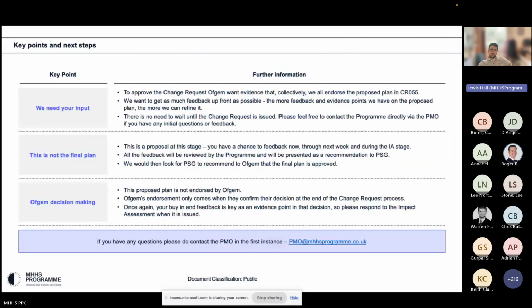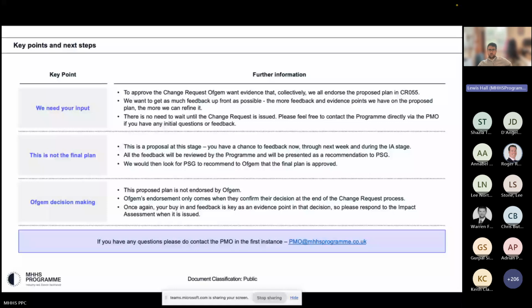If we just move on, there's one last slide I wanted to point to and reiterate. Yes, there are 3 key takeaways here. We need your input to gather all of the evidence that we can, and also to help ensure that this plan is as robust as possible. So we need your feedback, and that can be any feedback between now and the CR being received, and also through the IA process. Don't feel like you need to wait for the CR to be issued to IA. If you want to offer some initial feedback or thoughts, many of you have done that in the session, but please feel free to contact the PMO and we'll pick it up there. The more feedback means the more evidence, so please do feed back to us.